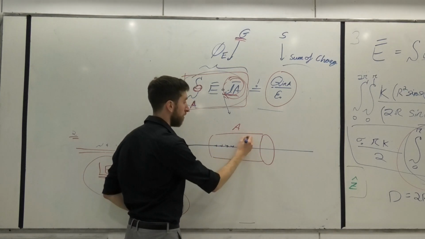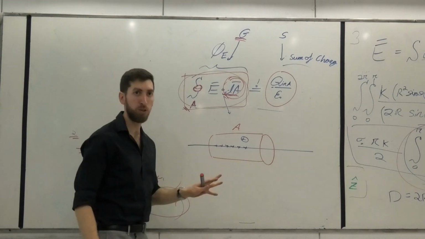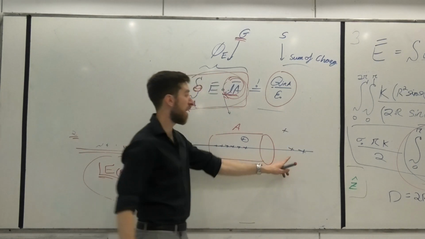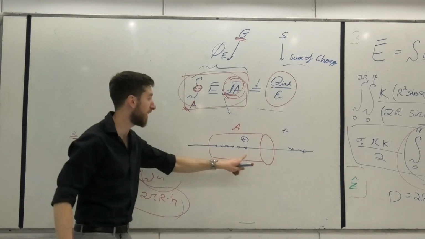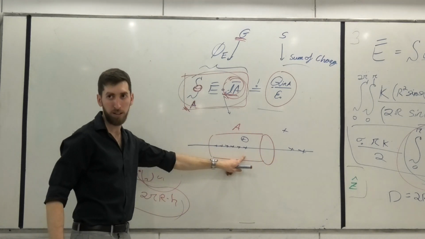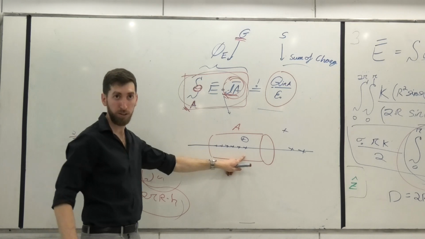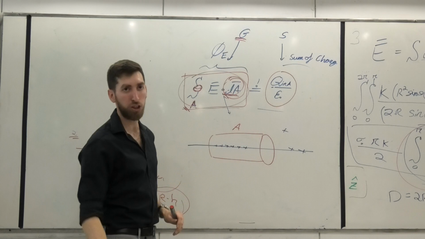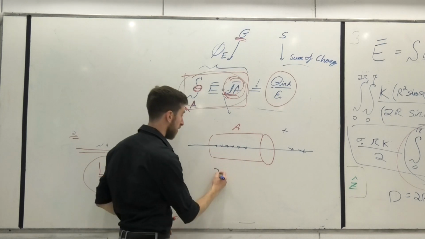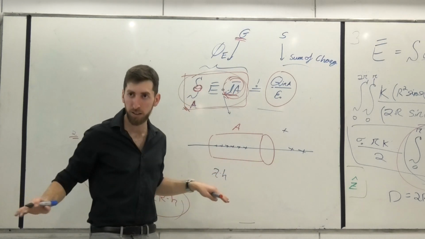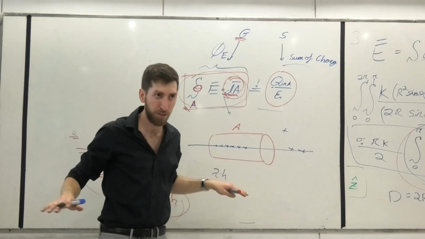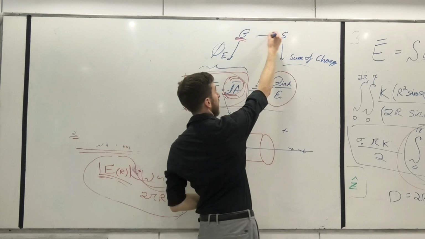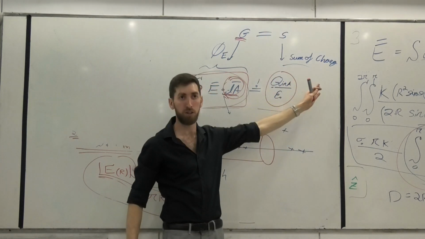If you have a charge flying by around here, you need to sum it up. If you have a charge here, or here, or here, that doesn't count. They're not inside A. Agreed? Perfect, okay. So, what is this charge? Lambda multiplied by h. Done. And what does Gauss's law say? Geometry equals the sum of charge.